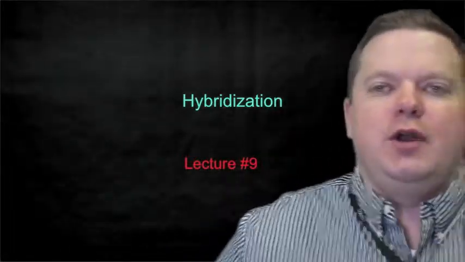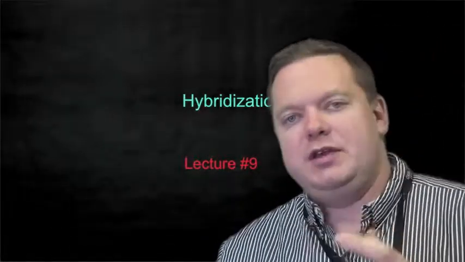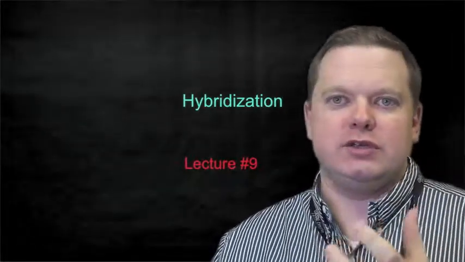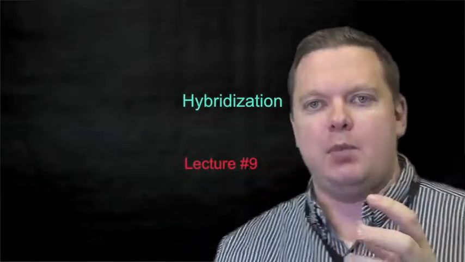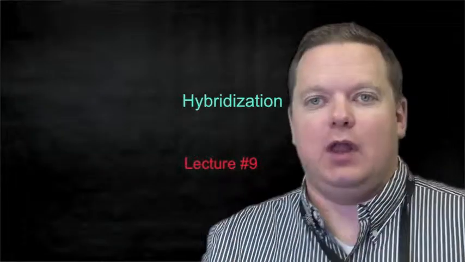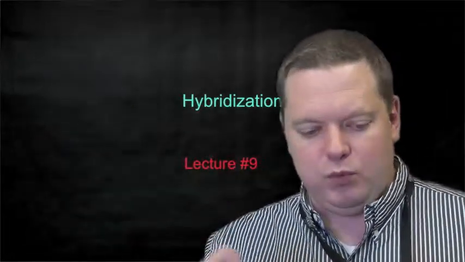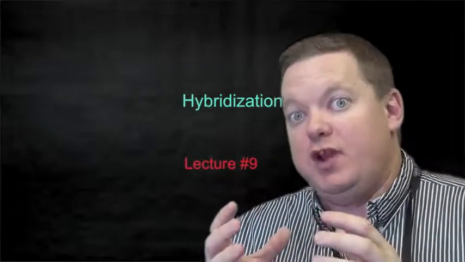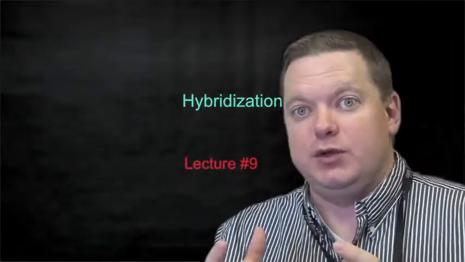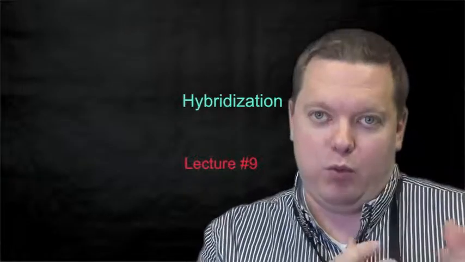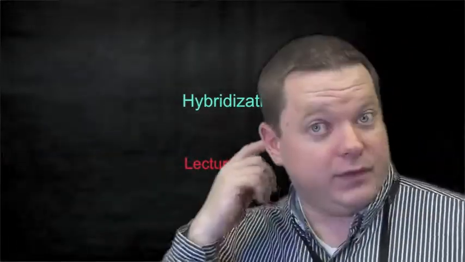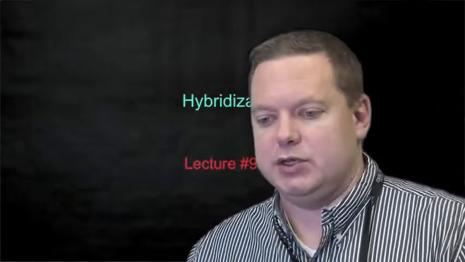Hybridization, lecture number 9. So we're going to continue this process of looking at structures and trying to explain the shape and the presence of electrons, and relate where they are in the three-dimensional shapes that we've talked about in the Lewis structures compared to where they were theoretically in the atomic orbitals. And this process is called hybridization.